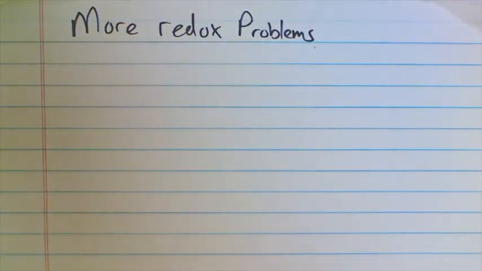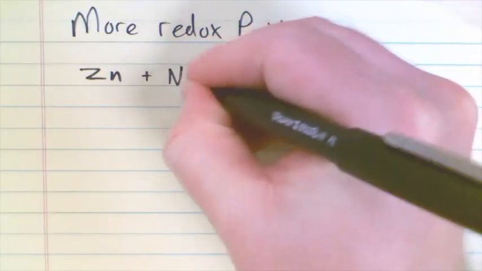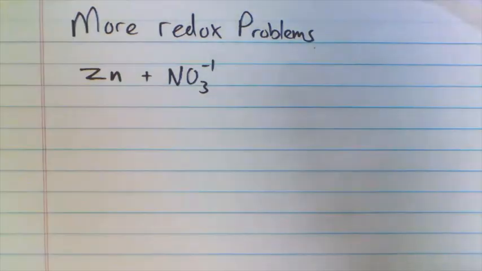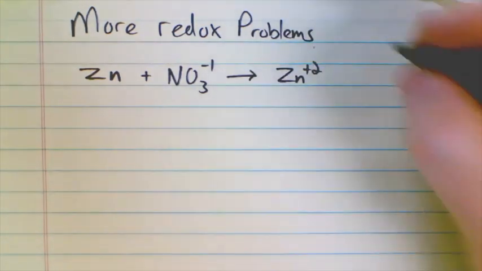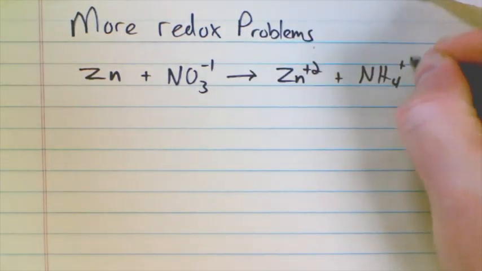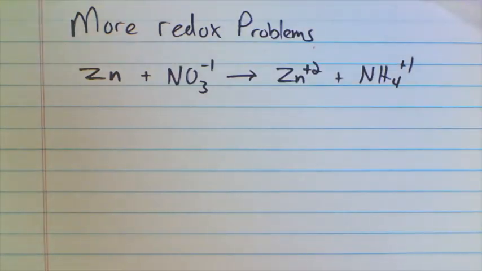Okay. So my first example here: zinc plus nitrate ion. And on the other side, we're going to have zinc ion and ammonium ion. And then I would go ahead and assign those oxidation numbers right away. So let's get those oxidation numbers assigned.